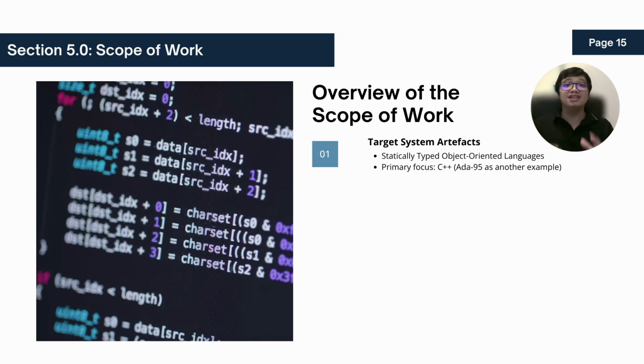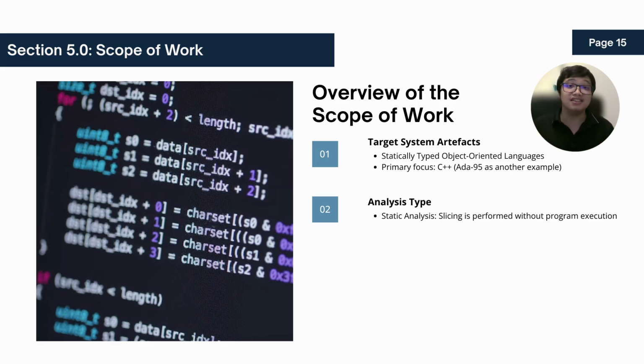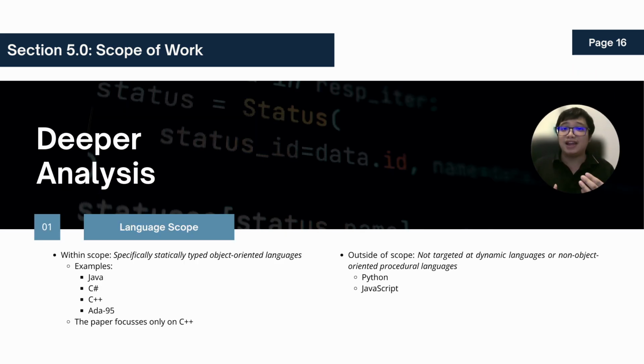The authors limit their scope specifically to statically typed object-oriented languages. While their primary focus in the paper is C++, they note that the concepts apply equally to languages like ADA95. The analysis type here is purely static analysis, meaning the slicing is performed by analyzing the code structure without actually executing the program. With that in mind, let's dig a little bit deeper into the language scope.